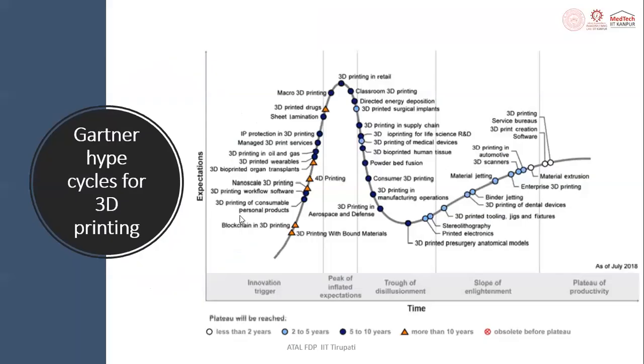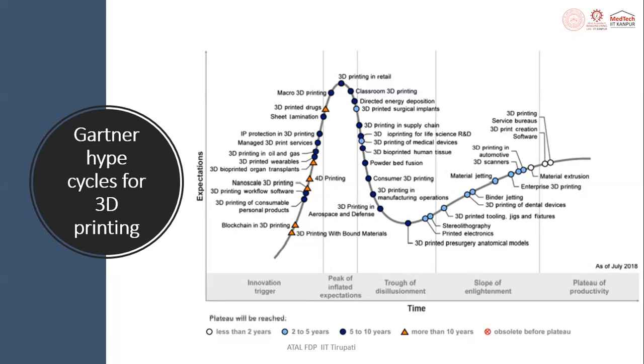If you look at 3D printing, this is a cycle which it undergoes, called the hype cycle of 3D printing. According to the hype cycle, 3D printing is already at the highest point now. It is the peak of inflated expectations, and after this, it is expected to fall down. But 4D printing and other things are in the innovation trigger. They are now trying to move towards 4D.